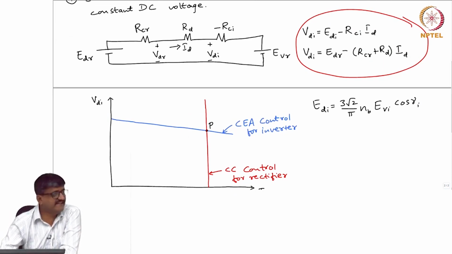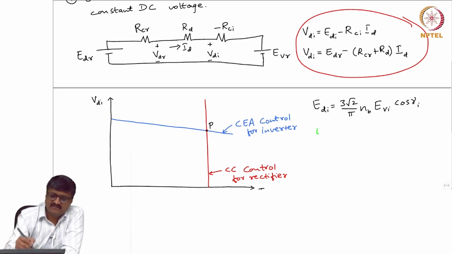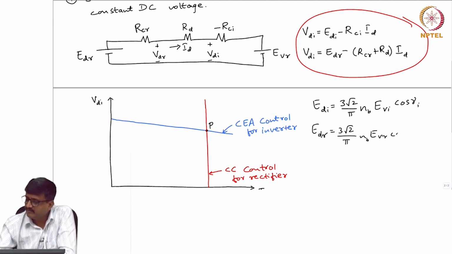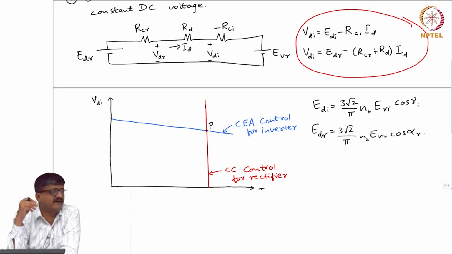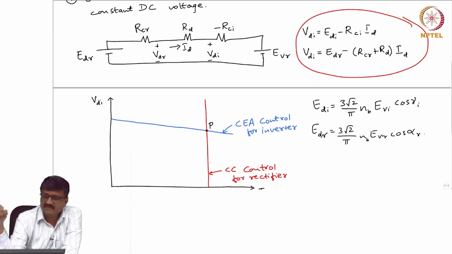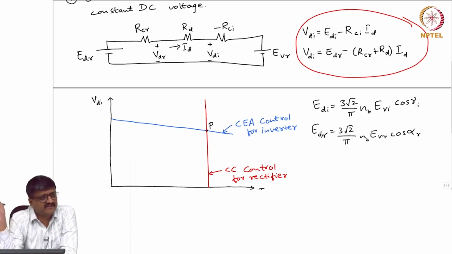Now, first of all, is EDR constant? What is EDR? So, EDR is 3 root 2, yeah, instead of gamma we will have alpha R, that is all. So, 3 root 2 by pi NB EVR cos alpha R. So, when I say alpha is minimum, that means it is a constant. So, if alpha R is constant at the minimum value, then EDR is a constant provided EVR is constant. So, we will assume that EVR is constant. So, EDR is a constant. So, if EDR is constant, then the variation of VDI with respect to ID follows a straight line.